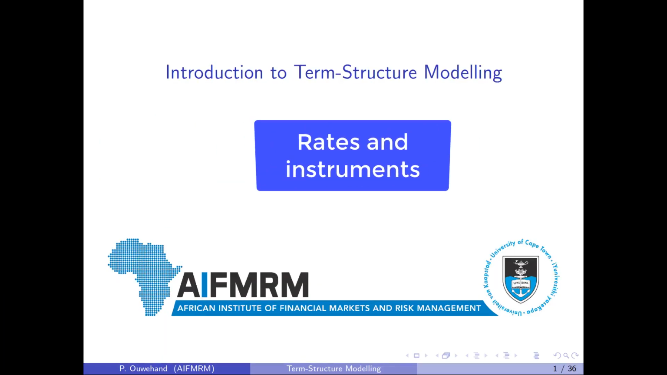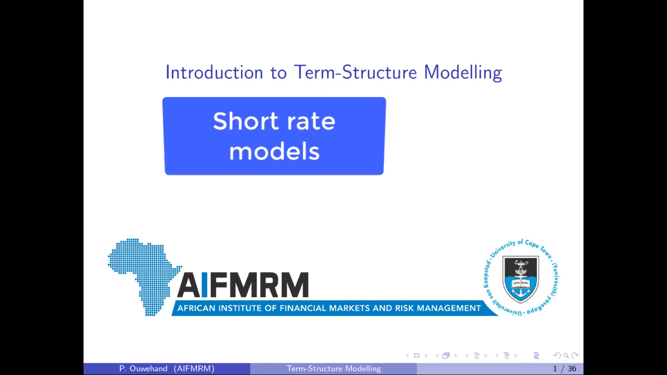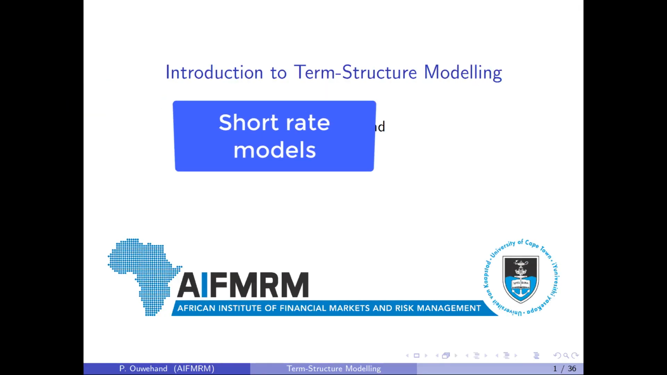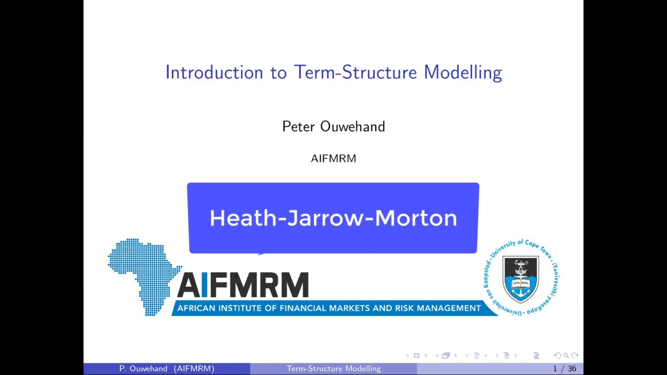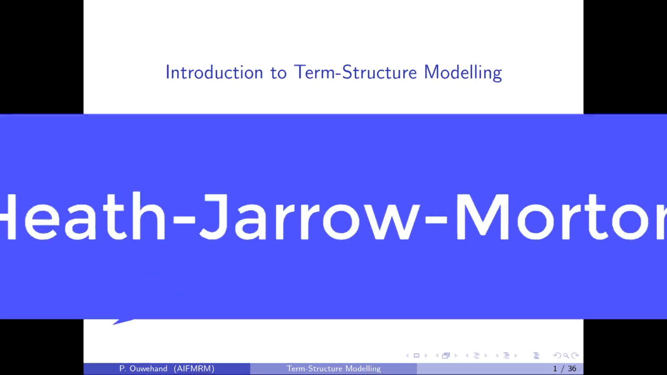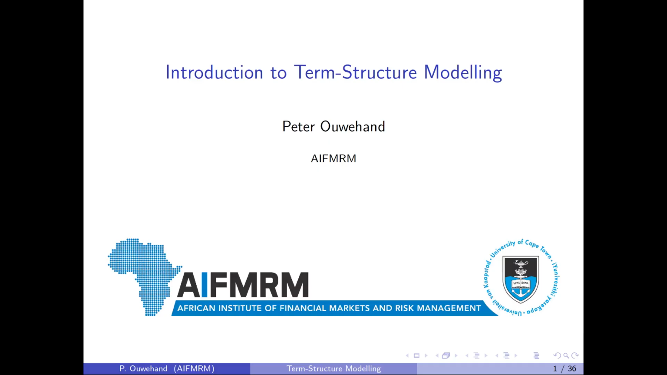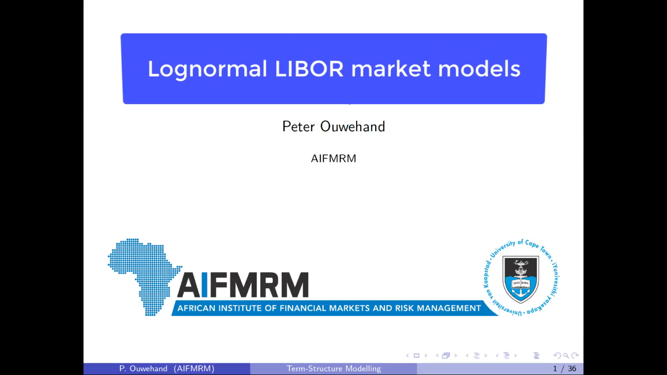We'll have an introductory lesson on the basic rates and instruments, then a lesson on short rate models, mostly focusing on one-factor models. Then we'll have two lessons on forward rate models. One on the so-called Heath-Jarrow-Morton framework, or HJM framework, which models the entire continuum of instantaneous forward rates at once. We'll have another lesson on the so-called log-normal market models, which model discrete interbank reference rates, usually called LIBOR rates.